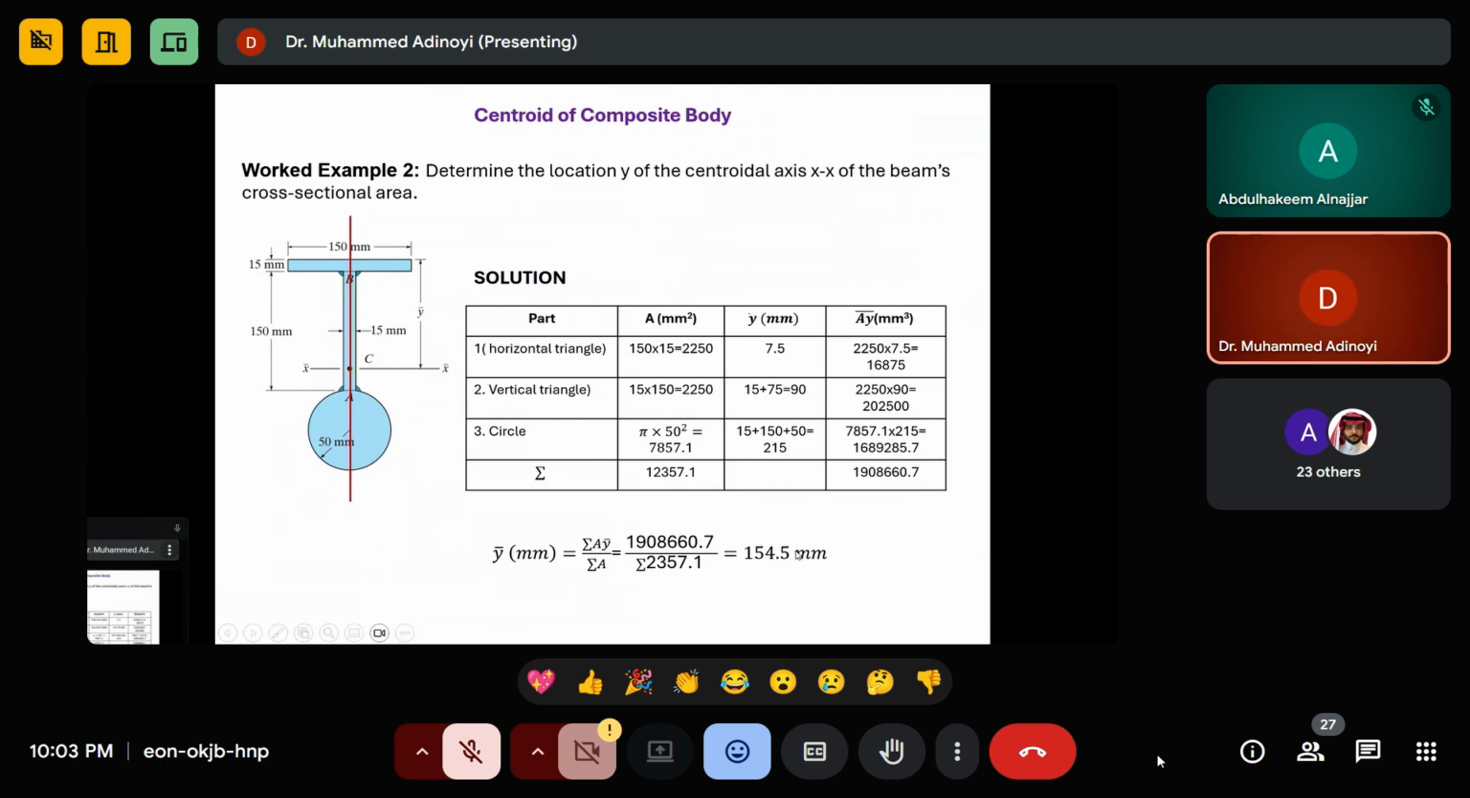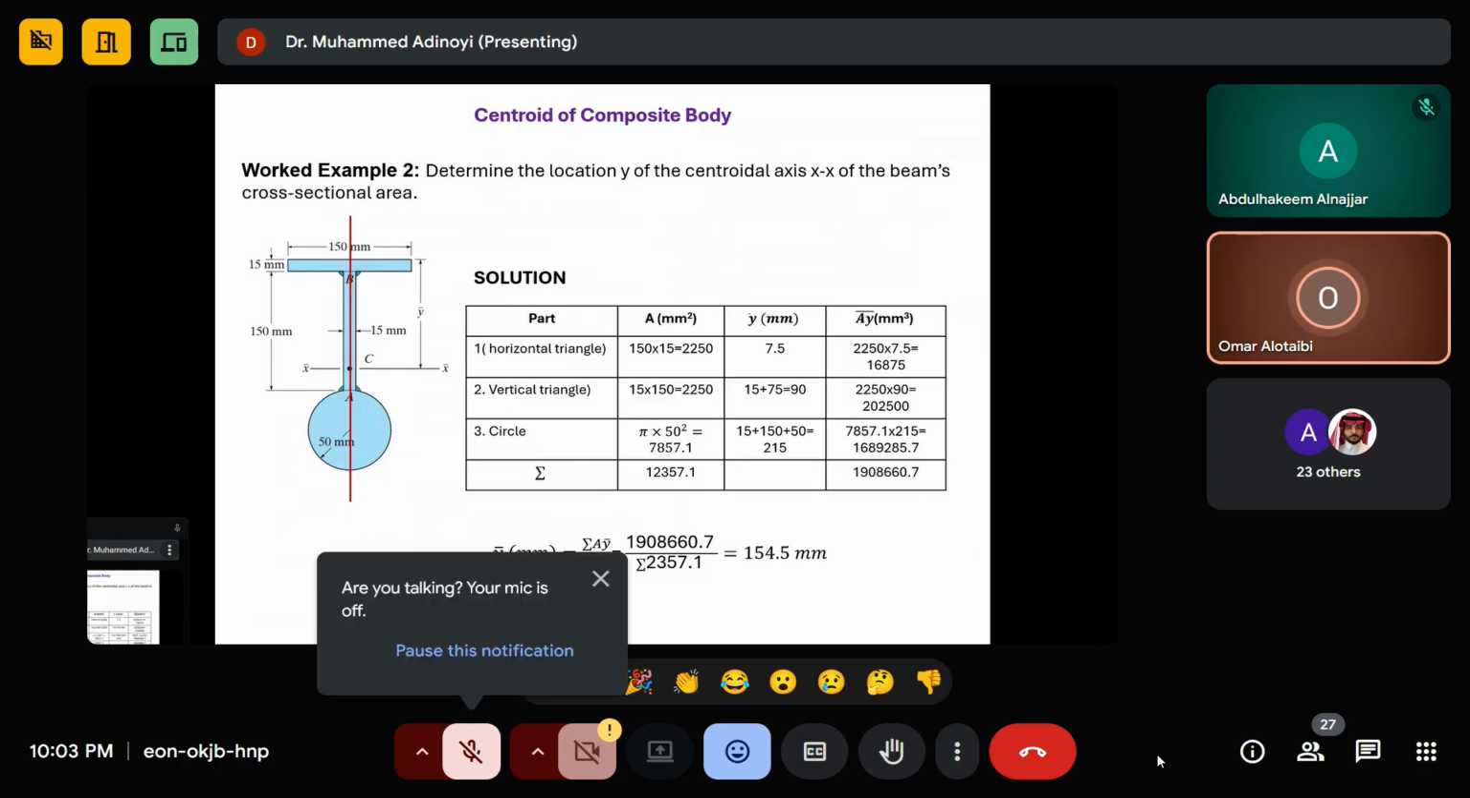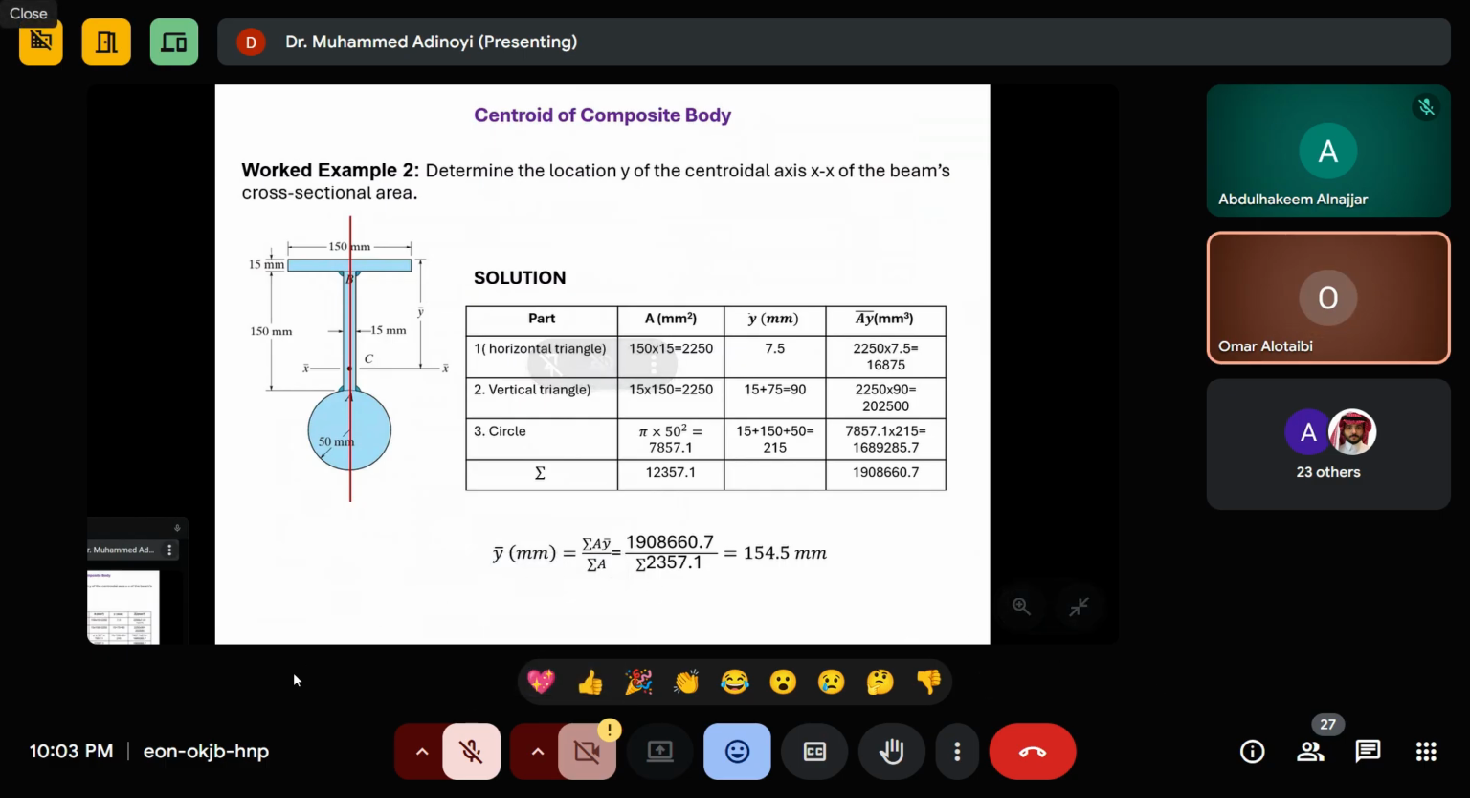Is it clear? Yes, doctor. Just for confirmation, did we raise the centroid axis to the top of this drawing? Why do we consider it from the top? Yeah, it's my decision, right? You can decide to take it from here. Okay, it's based on my decision. I can choose the easier one for me.